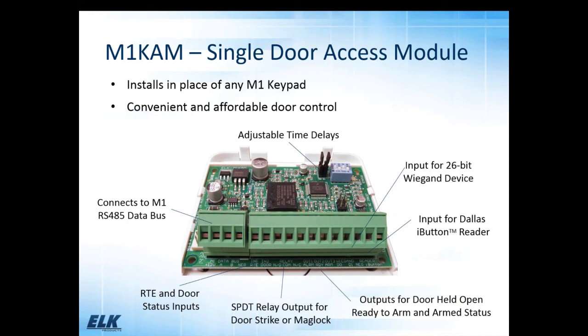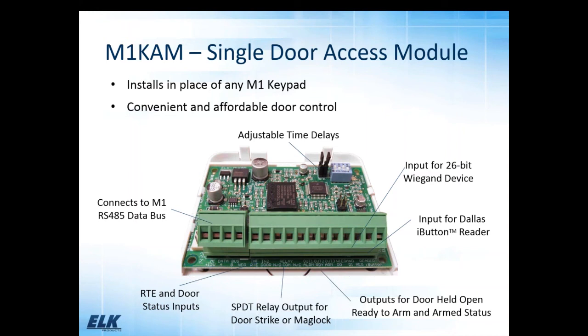This device connects to the M1 data bus, so you're going to follow all the same wiring rules for the data bus that you would for any normal keypad. We have 2 inputs available on this device. Input 1 is a request to exit input, and so you need to have something connected to that. Even if you're not going to be using a request to exit device, you would need to have at least a resistor strapped across that, so the resistor would go between the request to exit and the negative beside of it. So definitely keep that in mind. You can't just leave that terminal open or your access module is not going to work correctly.